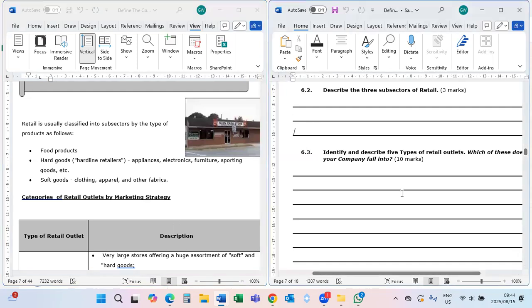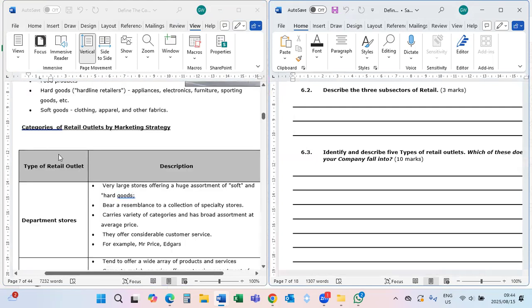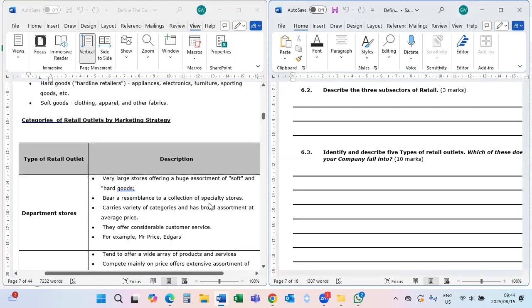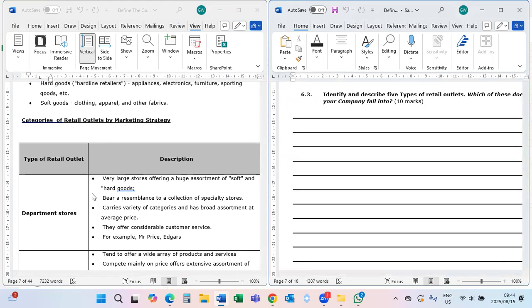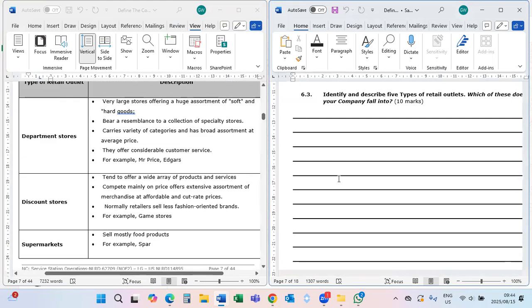Okay. Then identify and describe 5 types of retail outlets. These are the types of retail outlets here. Choose any 5 and put a brief description for them over here. Like you'd say, department stores, very large stores offering a huge amount of soft and hard goods. Then you would choose another one. You choose any 5 of these.